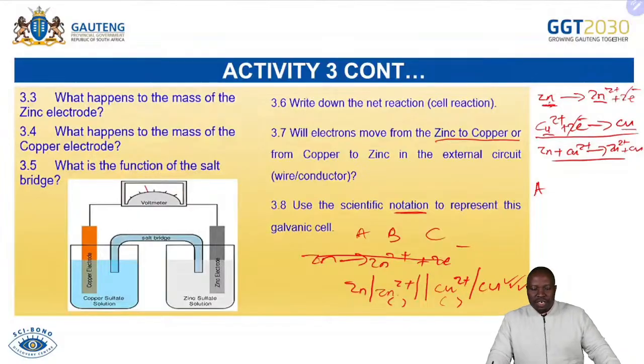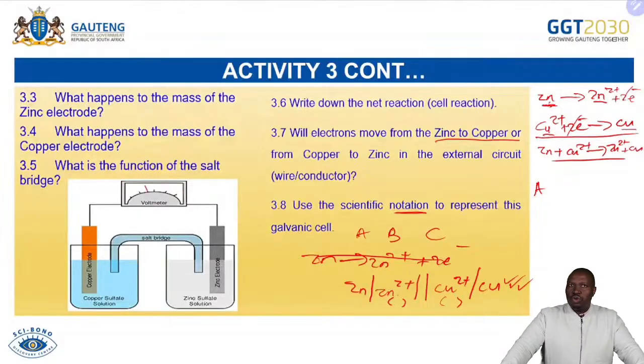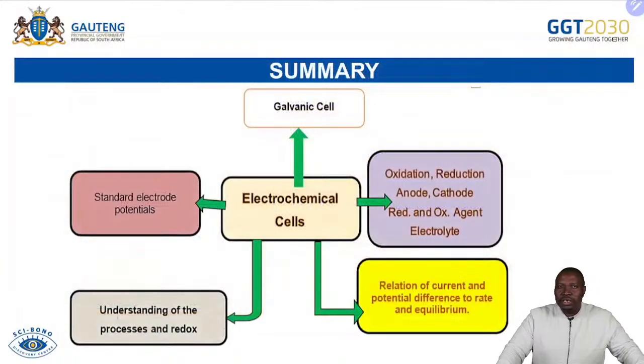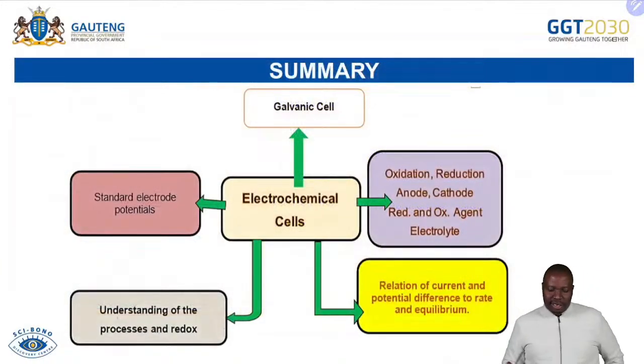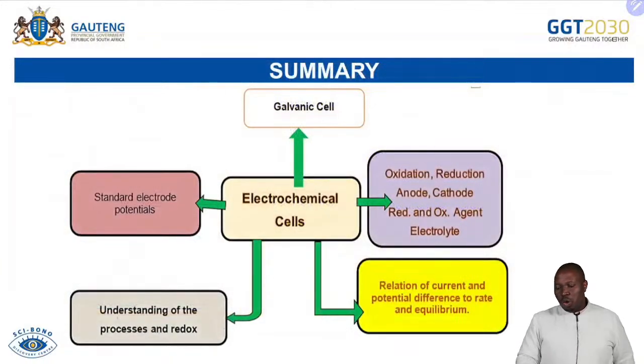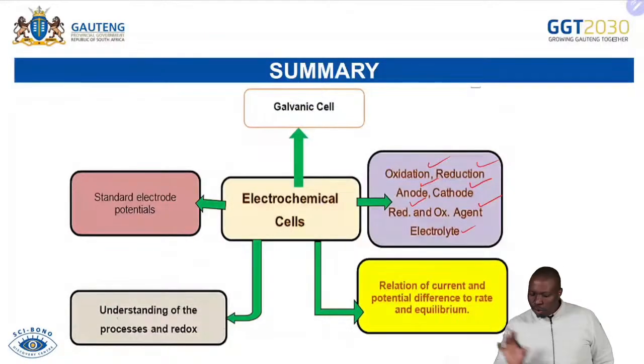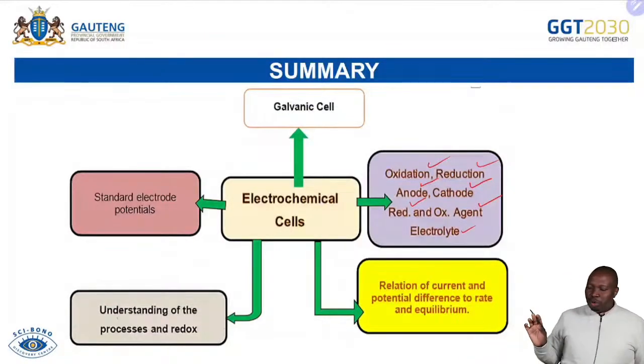I hope you have seen, and you will continue to practice as many questions as possible. So I just wanted to summarize and say this is what we looked at. We looked at the oxidation half reaction, reduction half reaction. We looked at the anode, the cathode, the reducing agent, oxidizing agent, the electrolyte. I hope you are able to know these ones.